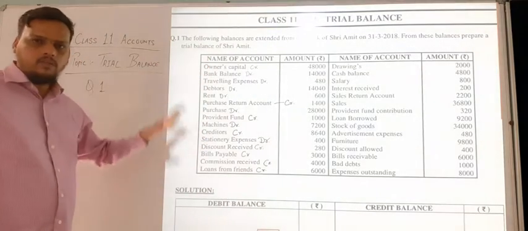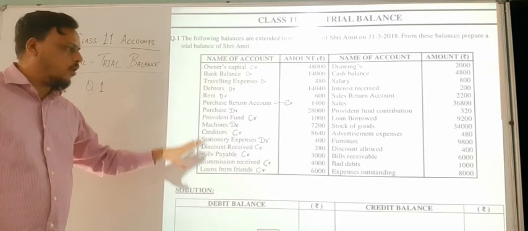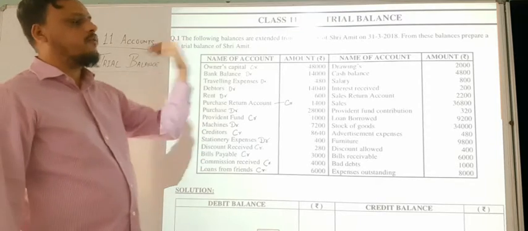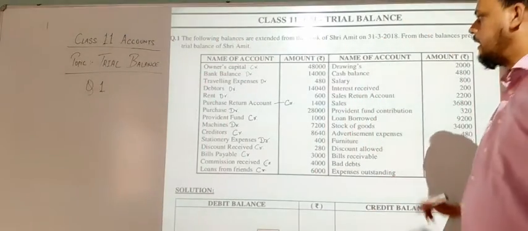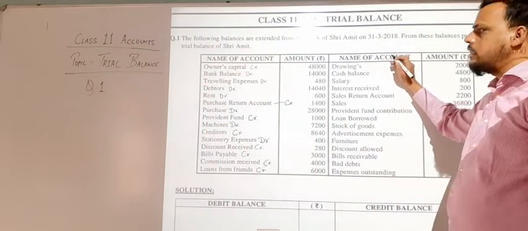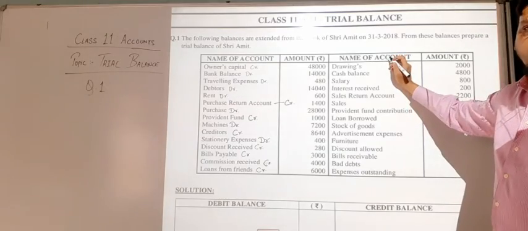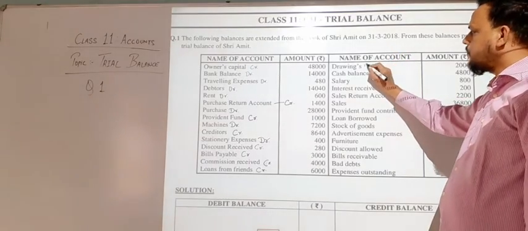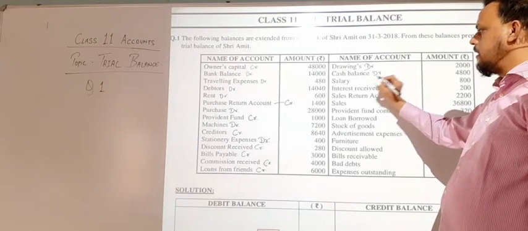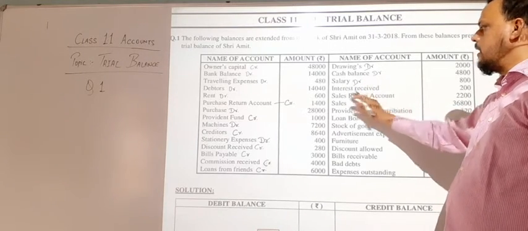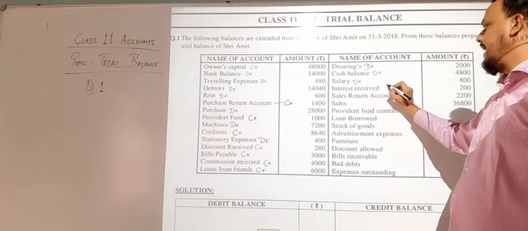You can write in your notebook, just copy this content. I'll carry forward next time. Now the next term is drawings, which is a withdrawal. Withdrawal always comes on the debit side. Cash balance, debit side. Salary, debit side. Interest received, credit side.